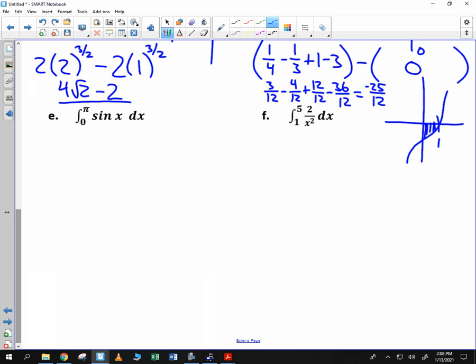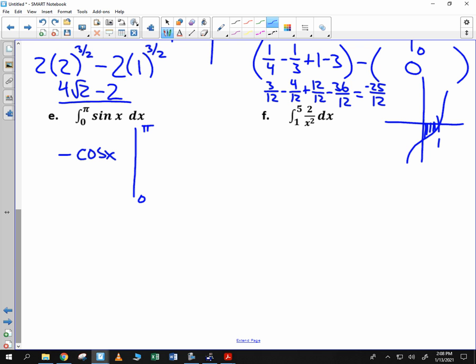Two more examples. We have sine of x. What do you take the derivative of to get sine? This is confusing for some people because if you say cosine, you're incorrect because the derivative of cosine is negative sine. The derivative of negative cosine is positive sine. So the antiderivative of sine is negative cosine. You have to think it through.